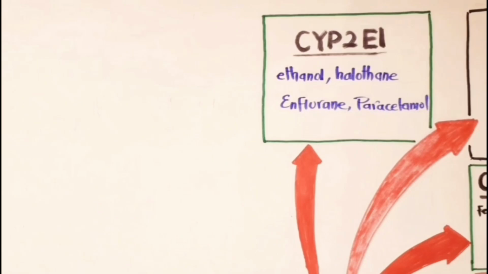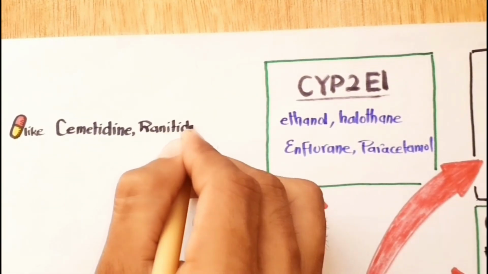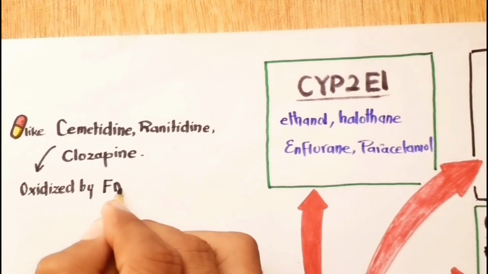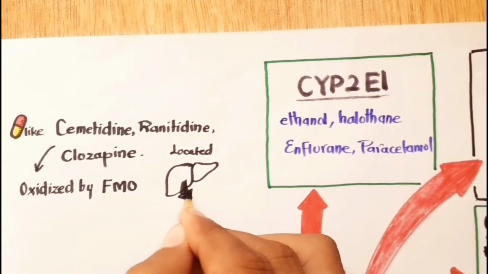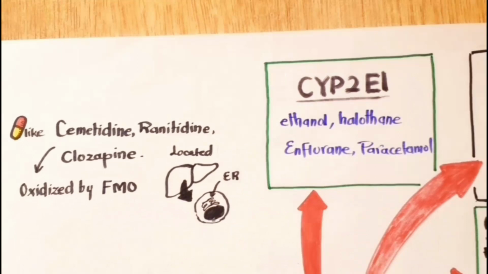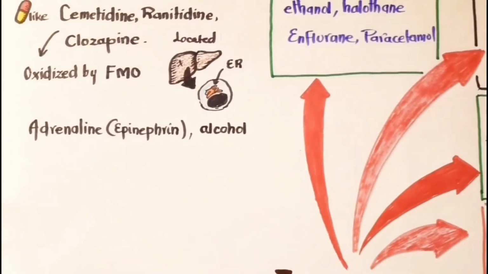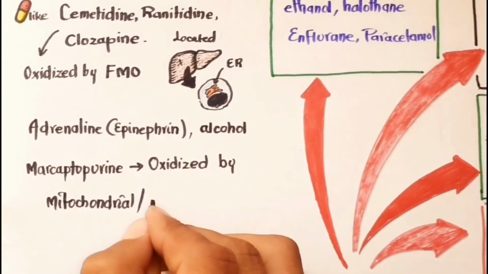Large number of drugs are oxidized through these pathways. Few drugs like cimetidine, ranitidine, clozapine are oxidized by a group of flavin monooxygenases that are also located at hepatic endoplasmic reticulum but are distinct from CYP enzymes. Some other drugs like adrenaline, alcohol, mercaptans are oxidized by mitochondrial or cytoplasmic enzymes.